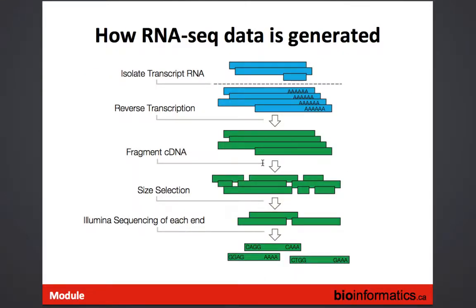So how is this data generated from the beginning where we have RNA molecules all the way to the end where we have sequences? First, we isolate RNA by doing a pull down on anything with a poly A tail. That gives us mRNA. And then we do reverse transcription to get cDNA. At this stage, we lose the information about strand. So we go from single-stranded RNA to double-stranded DNA. And then we fragment into smaller segments and then size select those and do sequencing on each end.